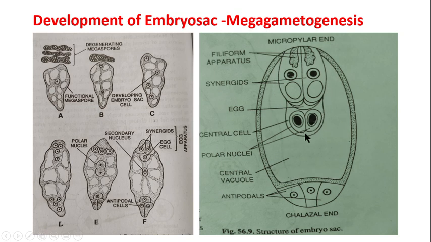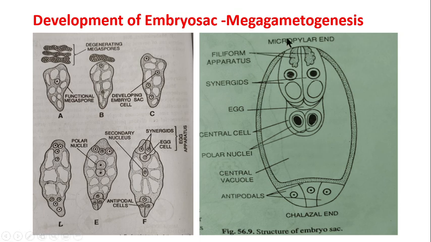Look, this one. This is the largest cell, and it is known as the central cell, and it shows the presence of two polar nuclei which will fuse to form the secondary nucleus, which will be 2N in structure. Now you can count over here how many nuclei and how many cells. So this is 1 cell, 2, 3, 4, 5, 6 and 7. So it is a 7 cell structure.